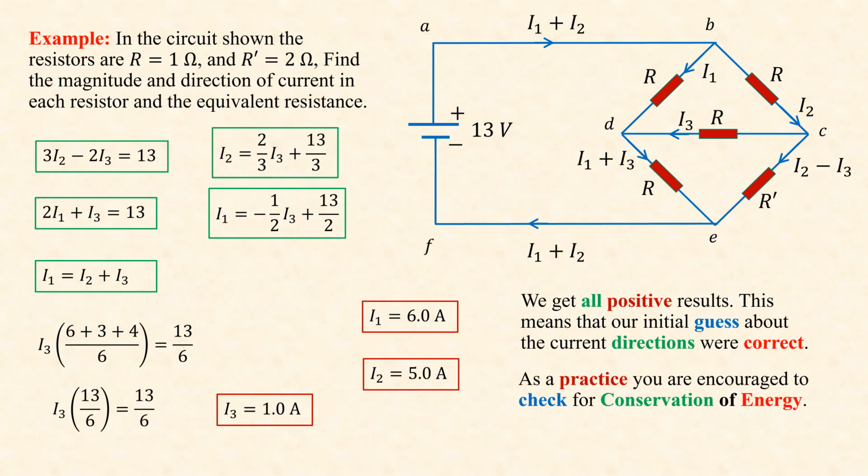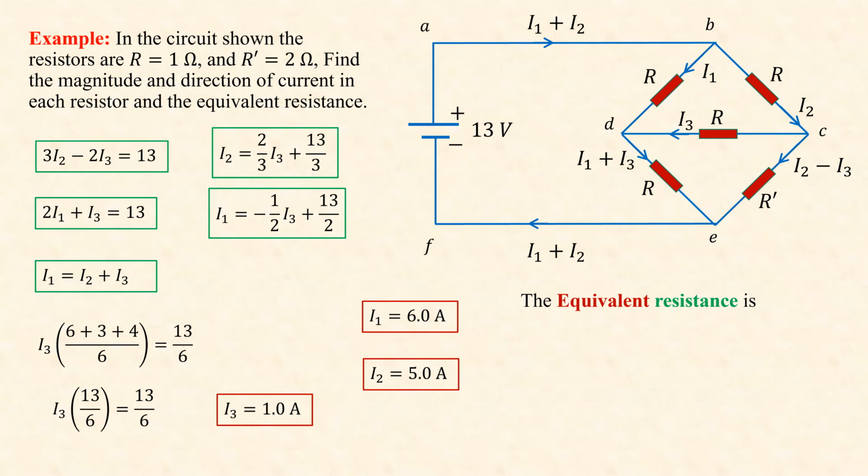All right. As a practice, you can check for the conservation of energy. You should find that the energy output for this 13 volts. What is the current? I1 plus I2, I1 and I2. So that's 13, right? No, 11. 11 times 13 is the total power output of the battery. And then you see that it will be equal to this total power dissipated in all the resistors. Right? I'm not doing that here. You can do it by yourself.